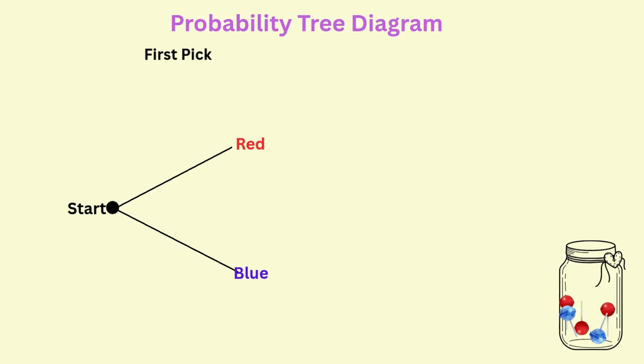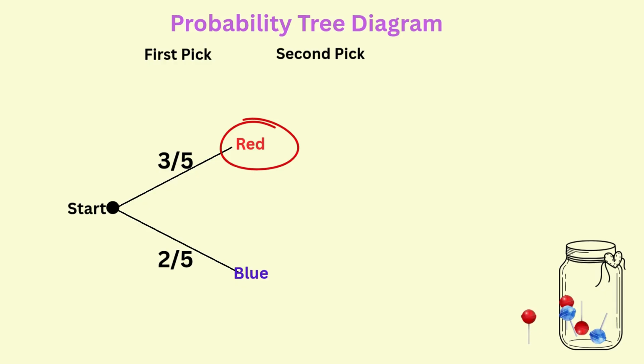On the first pick, there are 5 sweets in the jar, so the probability of drawing red is 3/5, while the probability of drawing blue is 2/5. Now let's look at all the possibilities in the second pick. The top branch here is the scenario where the first sweet drawn was red.